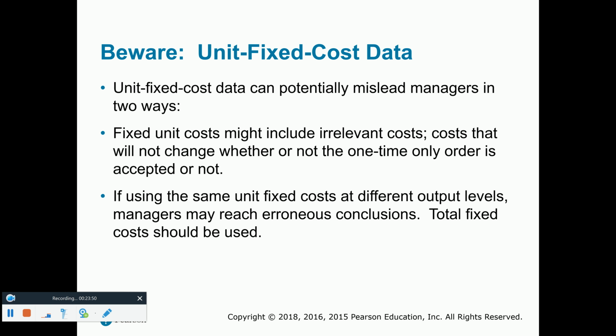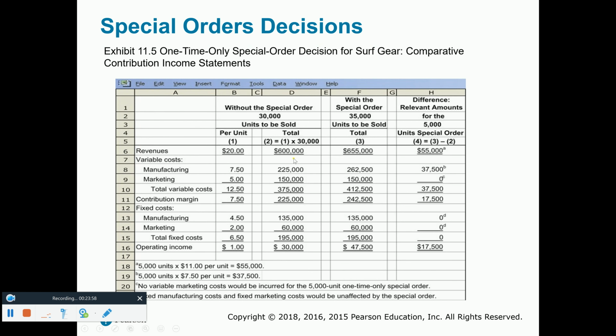So this is so very important. The author is going on here by saying the other thing you want to stay away from is unit fixed cost data. This is so dangerous. As an example, with the manufacturing cost, we know it's $135,000 is the fixed cost. When you divide it over 30,000 units, the per unit is $450. But now when we add the 35,000 units, your fixed cost per unit is actually going to decrease.